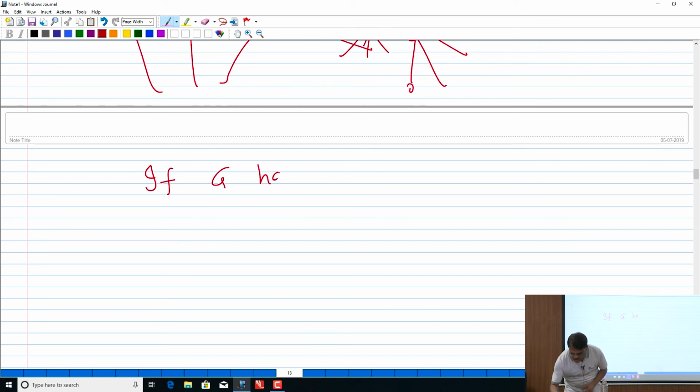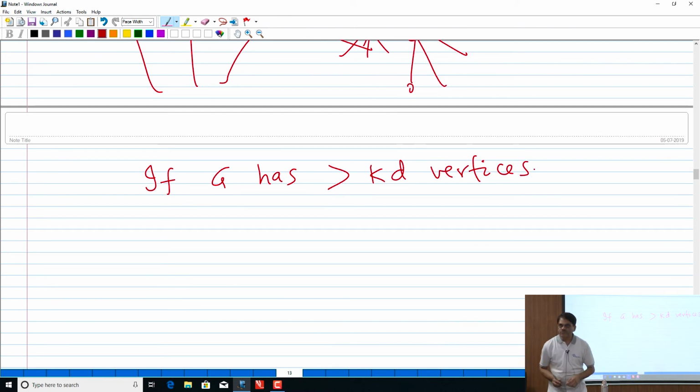Suppose G has greater than k d vertices, what can you say? I am looking for k vertices to dominate all the vertices, right. Not even k d, or k plus 1 d, no, k times d plus 1. One vertex can dominate how many vertices, including itself? d plus 1.